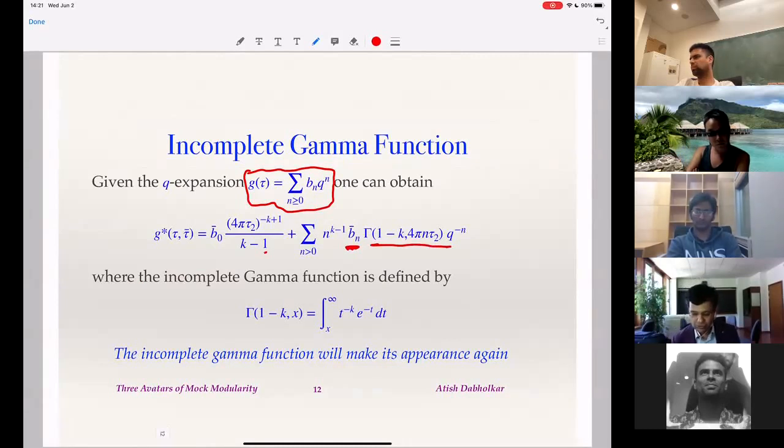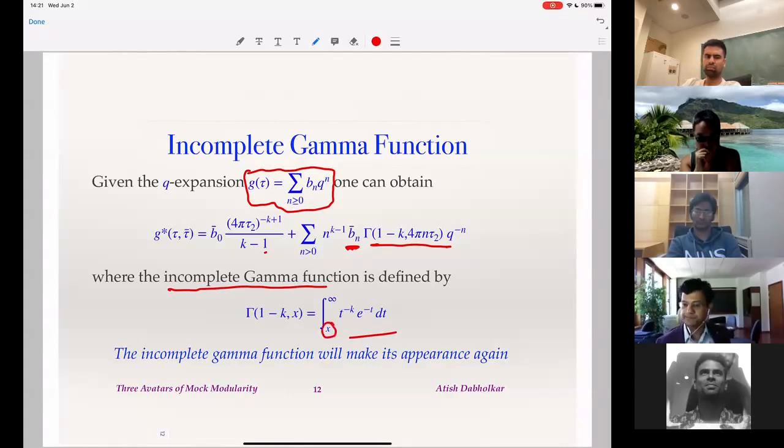And it might look to you that this will diverge, but somehow the gamma functions are such, their asymptotic properties are such, that you get a nice convergent series. And let me recall that the incomplete gamma function is basically defined in this manner. It's basically the gamma function of Euler, but instead of starting at 0, you start at x. So the incomplete gamma function will actually make its appearance again.